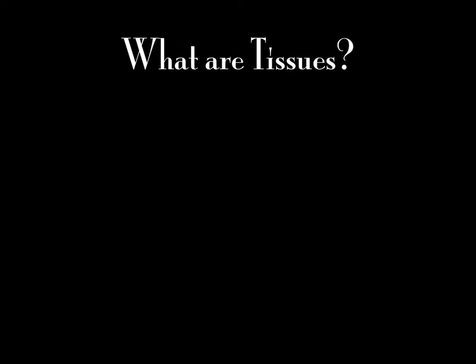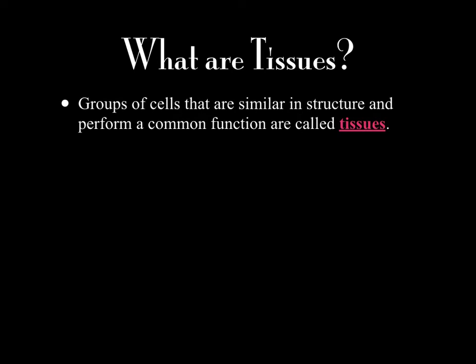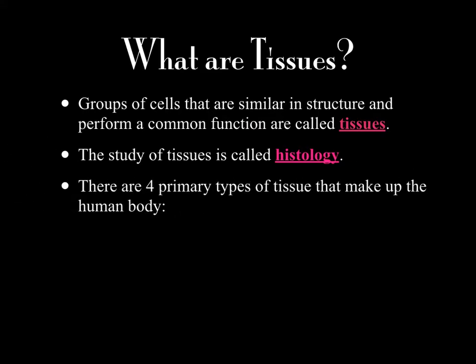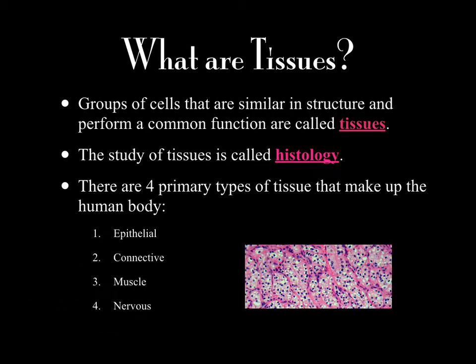But what are tissues? Tissues are groups of cells that are similar in structure and perform a common function. The study of tissues is called histology, and there are four primary types of tissue that make up the human body. Those four primary tissue types are epithelial, connective, muscle, and nervous tissue. The figure that you see on the screen here is an example of an epithelial tissue. At the end of your unit on histology, you should be able to identify this specific tissue as well as the other tissues that you find within the body.